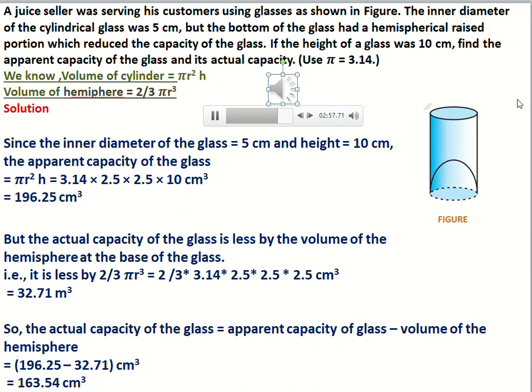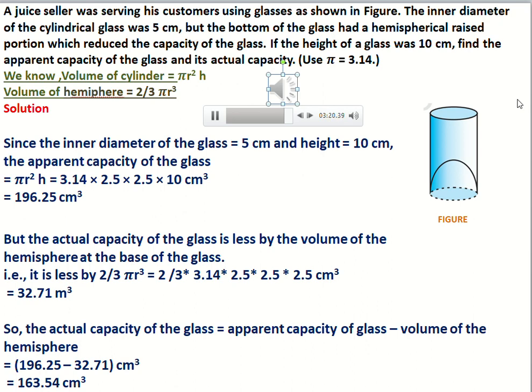Now we will find the volume of the hemisphere. We know that the volume of the hemisphere is 2 by 3 pi r cube, which is equal to 2 by 3 into 3.14 into 2.5 into 2.5 into 2.5 centimeter cube, which is equal to 32.71 centimeter cube.